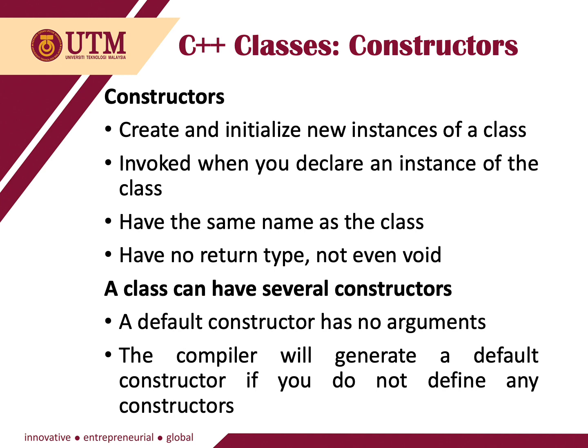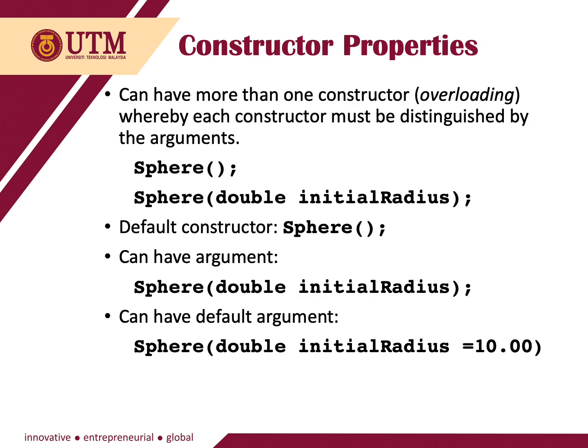A class can have several constructors. So we have a default constructor, with no argument. The compiler will generate a default constructor if you do not define any constructor. Meaning that if no constructor has been declared in your class, the default constructor will automatically be created.